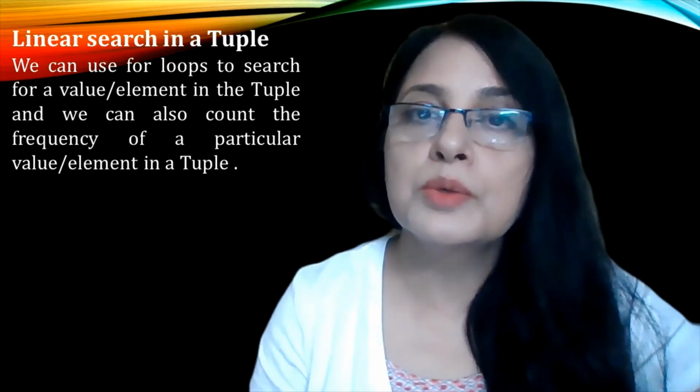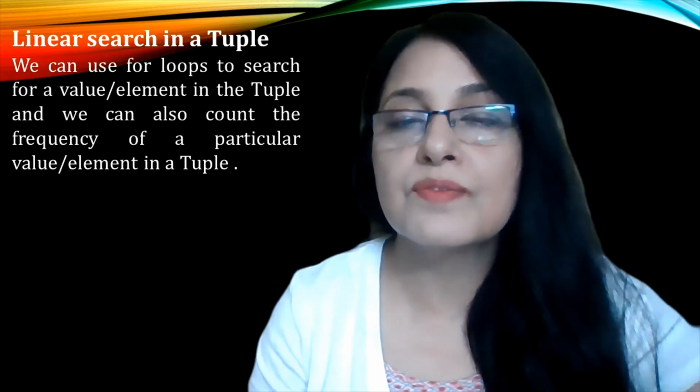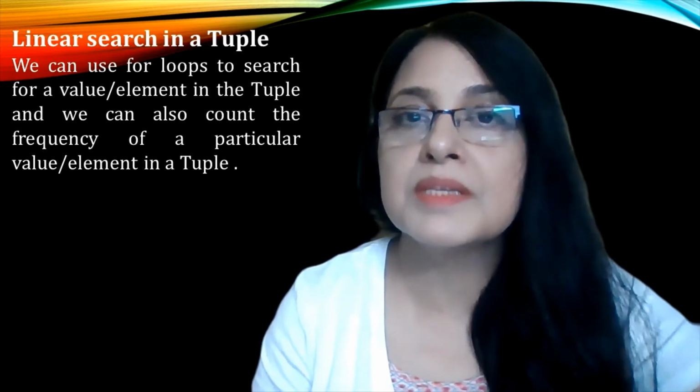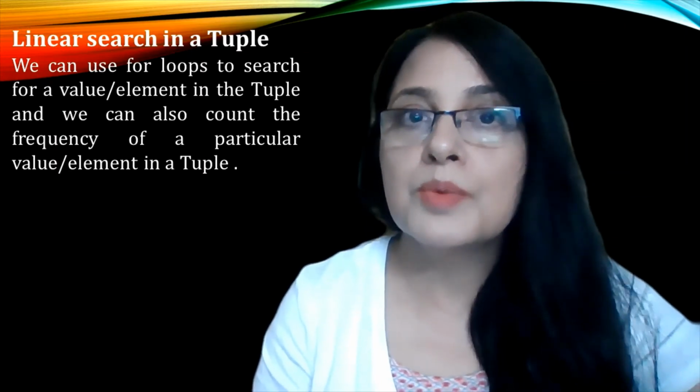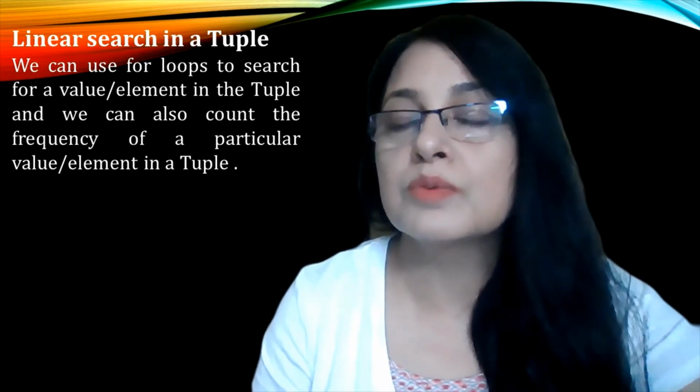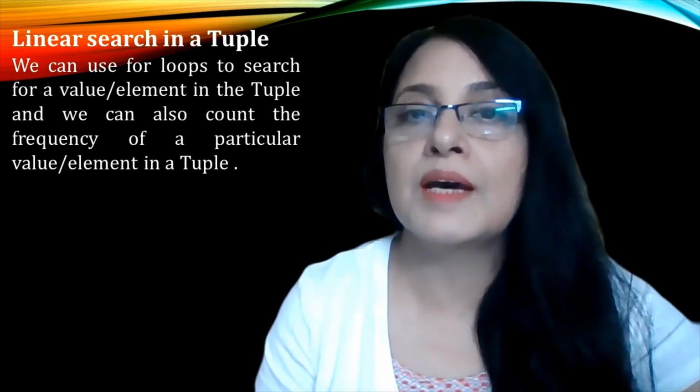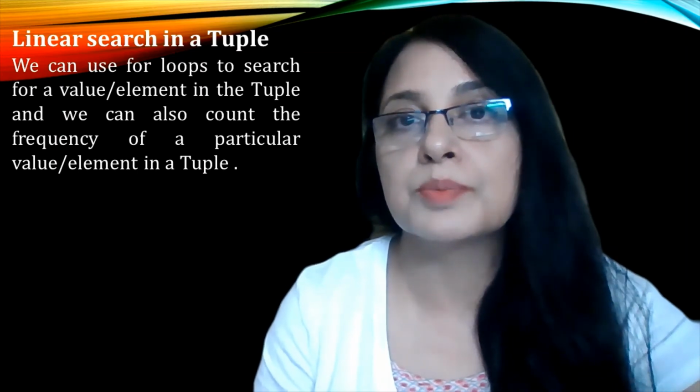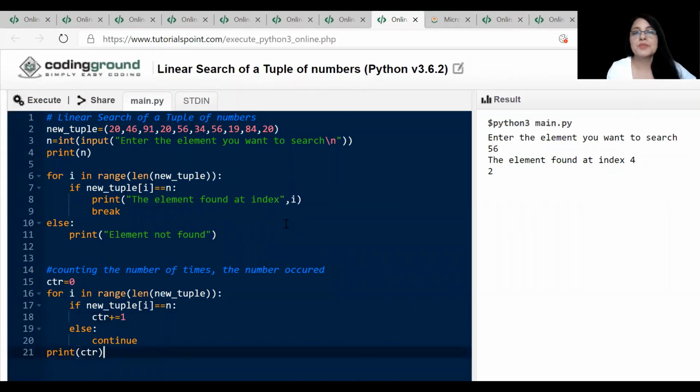We can use for loops for linear search, where we look for a particular value or element within a given tuple. We can also use the for loop to count the frequency of a particular value or element within a tuple. A linear search of tuples of numbers is used to find whether there is an occurrence of a given number in that tuple or not. We take a user input, store it in a variable n. Then we use a for loop with the range and len function to check each element of the tuple.